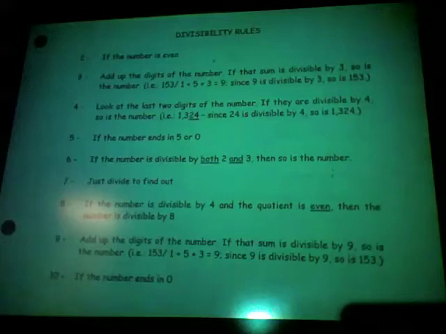Once you go through your 10 divisibility rules, you should be able to factor out the numbers completely. So obviously every number is divisible by 1, right? So 1 is a factor of every single number you can think of. Then the next rule is 2.